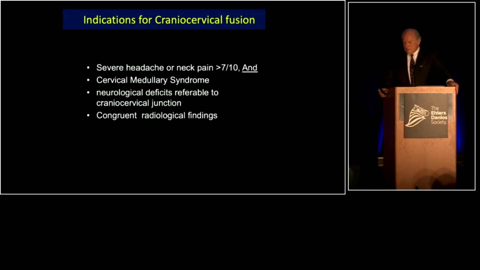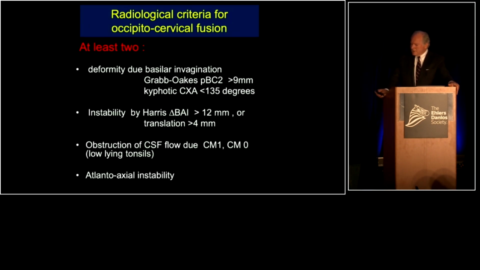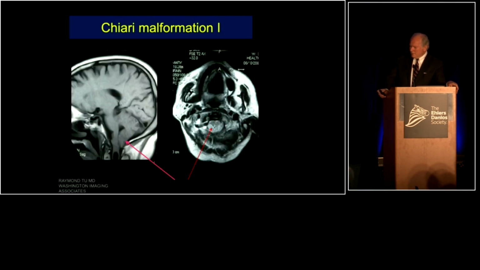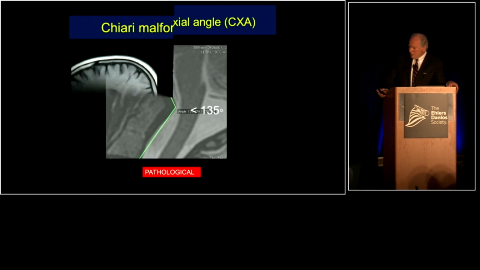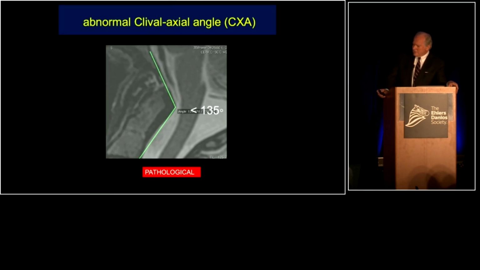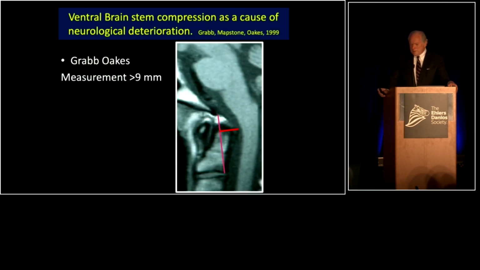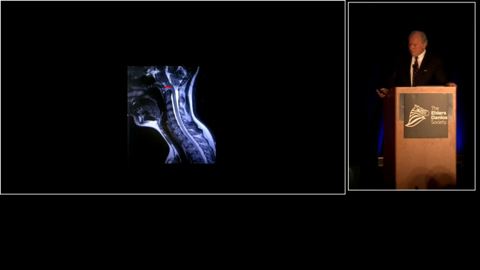Indications for fusion were severe headache, neck pain, neurologic deficit, cervical medullary syndrome, neurologic deficit referable to the cranio-cervical junction, and congruent radiological findings. So we wanted at least 2 of the radiological criteria present. And what were they? There's the Chiari malformation. That was an important criterion. Or a kyphotic clival axial angle of less than 135 degrees. Or ventral brainstem compression as a cause of neurologic deterioration.